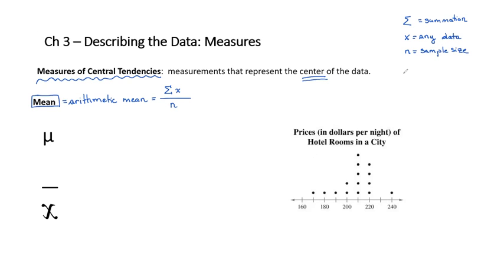So let's take a look at this example right here. This example displays the data in what we call a dot plot. And this is about prices in dollars per night of hotel rooms in a city. As you look at this graph, you should be able to grasp the information. And if you want to write down the raw data, you can. I will write down a few of these values just to make sure you understand what the data looks like. For example, I'm looking at this dot right here, and that will be $170. And then continuing, I look at this one and so on.